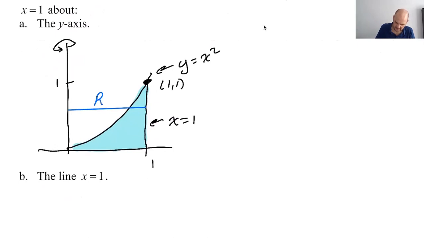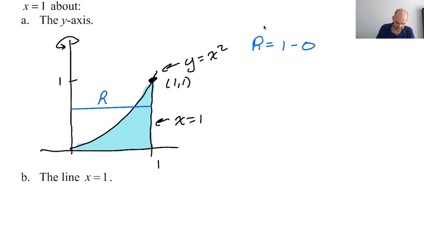How do I find this distance? I just do whatever's on the right-hand side minus whatever's on the left-hand side. So in this case, it's going to be 1 minus 0, right? Everywhere along this edge, it's x equals 1. Everywhere here, it's x equals 0, so 1 minus 0. Now I need a little radius. It's going to be a tiny bit more complicated, but really only a tiny bit. This is my little radius.